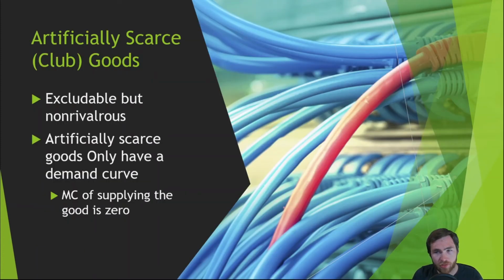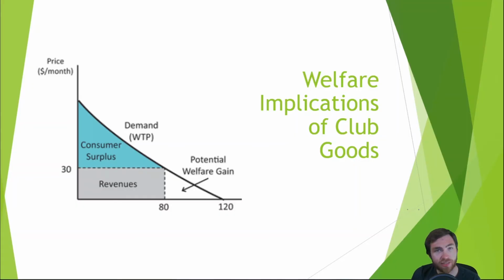First, let's talk about artificially scarce goods. So they're excludable but non-rivalrous. Another example here would be things like internet, right? Artificially scarce goods are modeled by only having a demand curve, and the marginal cost of supplying the good is zero. There isn't actually any sort of definable market equilibrium in this case. It's just one demand curve. So the supplier of a club good can choose where they place the price and quantity on that demand curve. So it'd be an example like this.